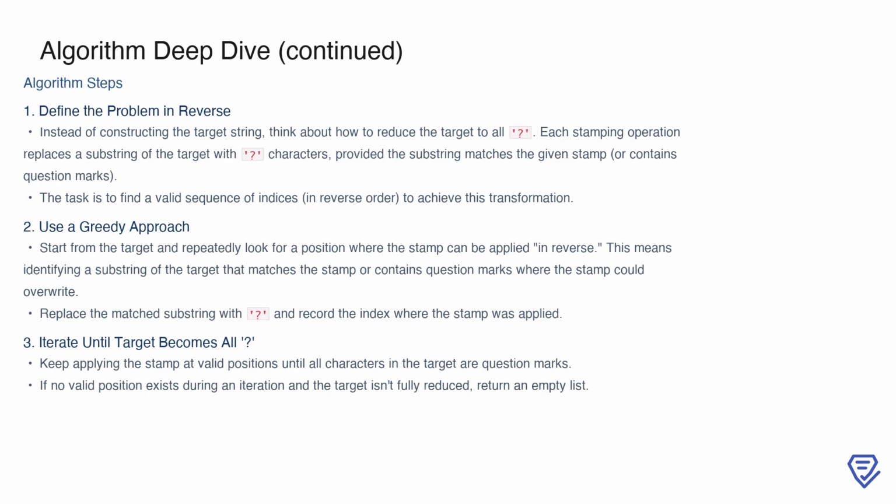We adopt a greedy approach here by repeatedly finding positions where the stamp can be applied in reverse. This involves identifying substrings that either match the stamp exactly or have question marks in positions that the stamp can overwrite. Once we find such a valid position, we replace the substring with question marks and record the index. Finally, we continue this process until the target consists entirely of question marks, or conclude that it's impossible if no valid positions exist during an iteration.